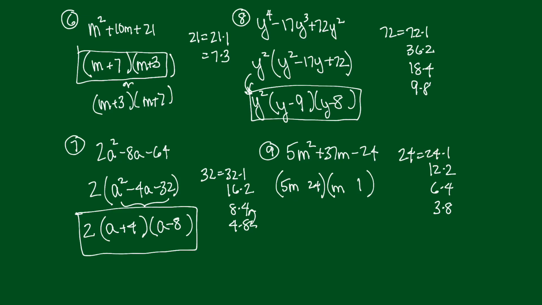Now, we have to check all these combinations. So here's what I could try. What if I put the 24 over here and the 1 here? Now this gives me 5 times 24. Now we're at 120 and 1. All right, that's not even close. So that's not going to work. So look, we've got all these possibilities here.